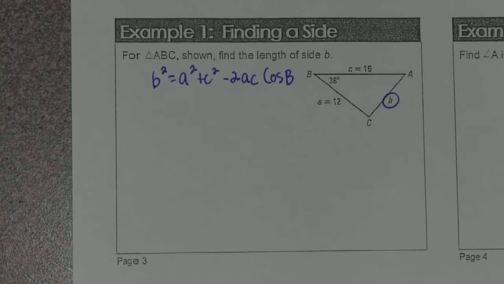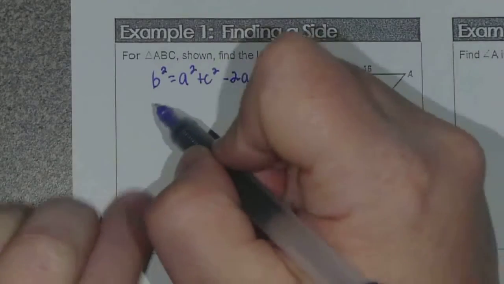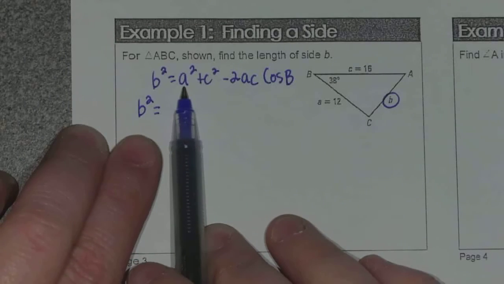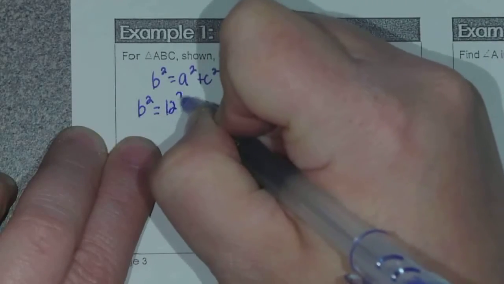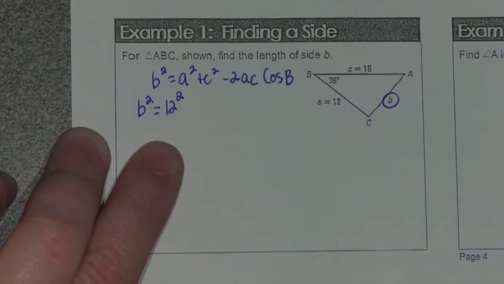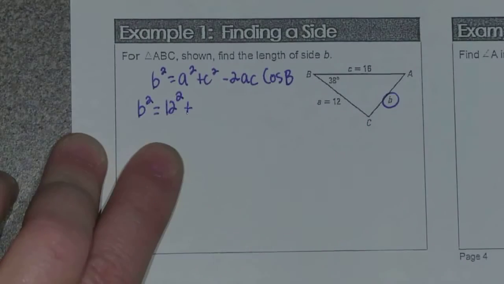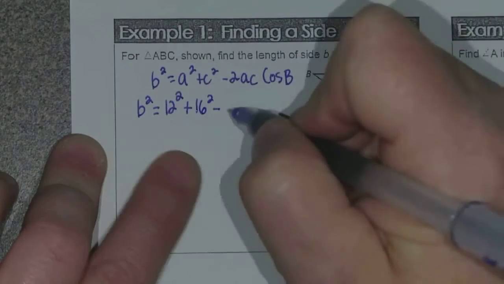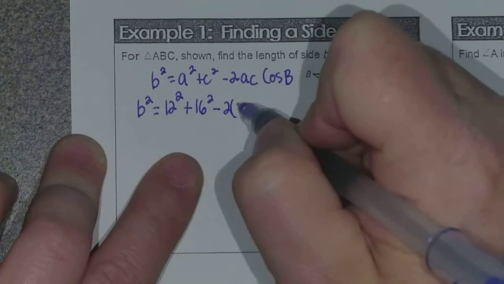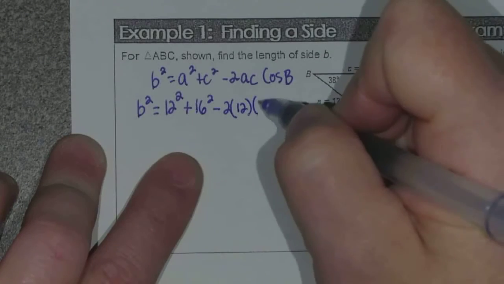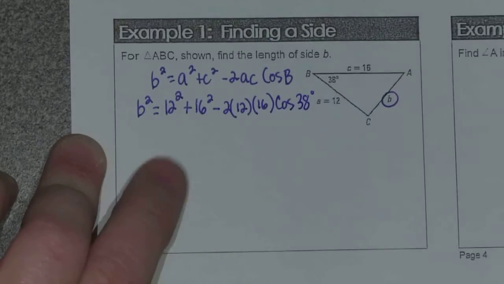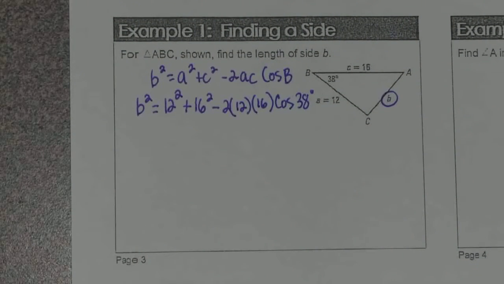And we're plugging into that formula. It looks really yucky, but it's not that bad when we start plugging in, okay? We don't know B squared, so we're going to leave it B squared. Do we know what A is? It's 12, so it will be 12 squared there. I'm just going to write it out the first time, then we'll go back and do all of the math. Plus C squared, which is 16, minus 2 times A, and A again is 12, C is 16, times the cosine of B, and B is 38 degrees. So that's our formula with all of our information plugged into it.